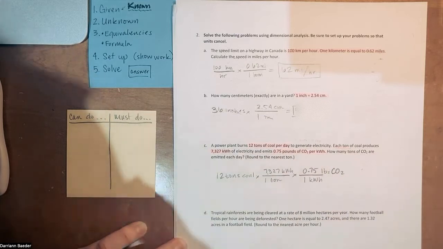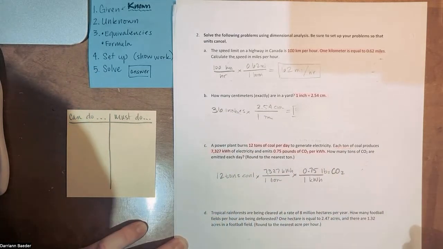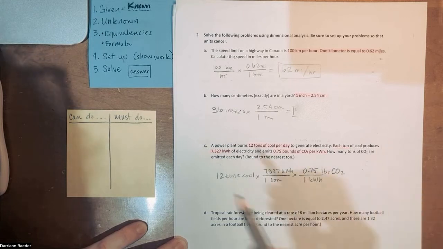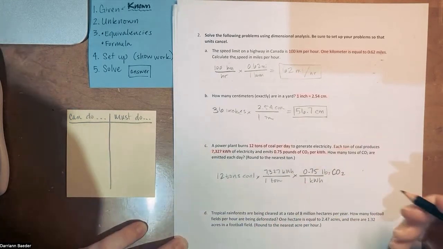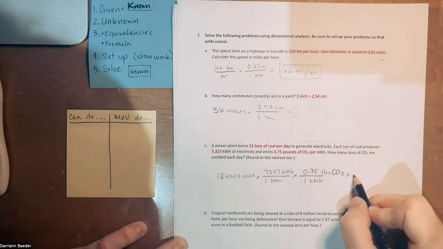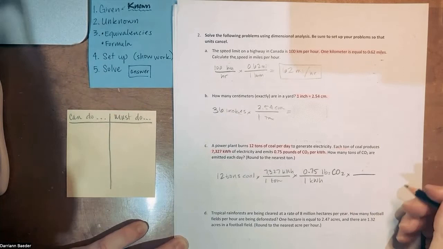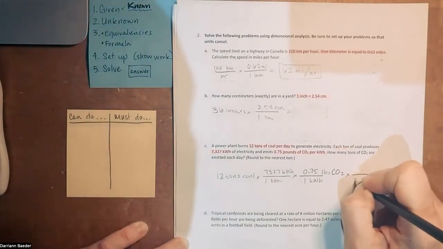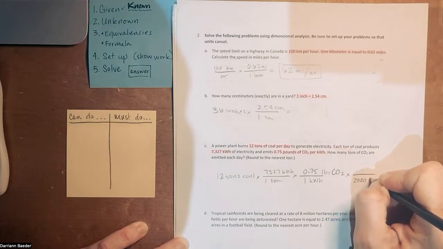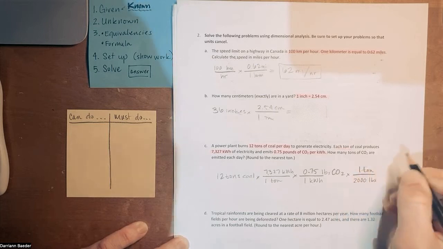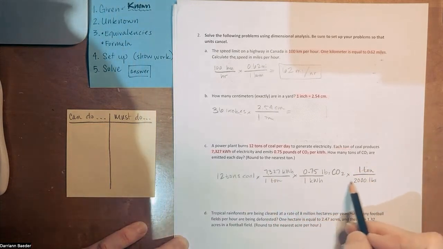Okay, so how many tons of CO2 are being emitted each day? And then you need to know that 2,000 pounds is 1 ton. It's not given to you anywhere here. So this is just like something you would have to Google. Like, what do you know about units? 2,000 pounds is 1 ton. Okay, so now we should be where we need to be.